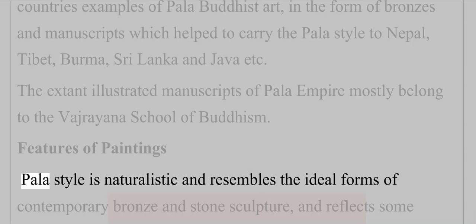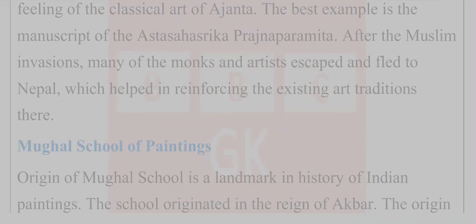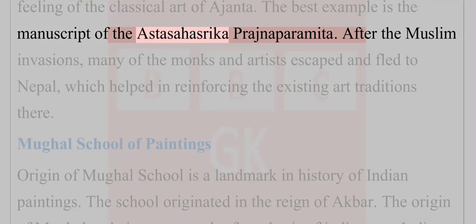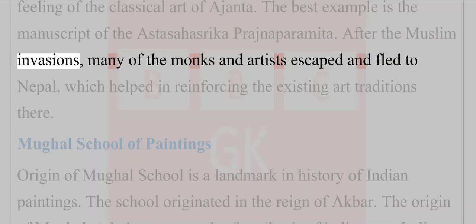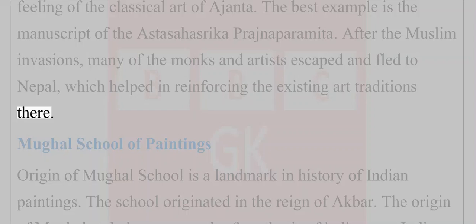The Pala style of painting is naturalistic and resembles the ideal forms of contemporary bronze and stone sculpture, and reflects some feeling of the classical art of Ajanta. The best example is the manuscript of the Astasahasrika Prajnaparamita. After the Muslim invasions, many of the monks and artists escaped and fled to Nepal, which helped in reinforcing the existing art traditions there.